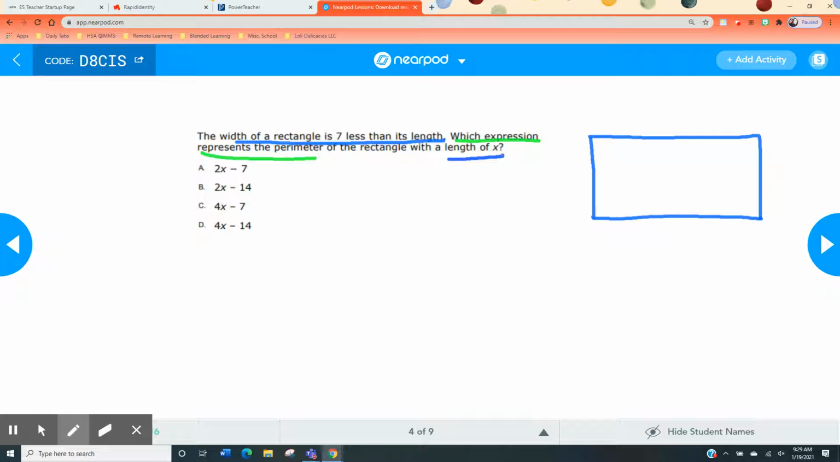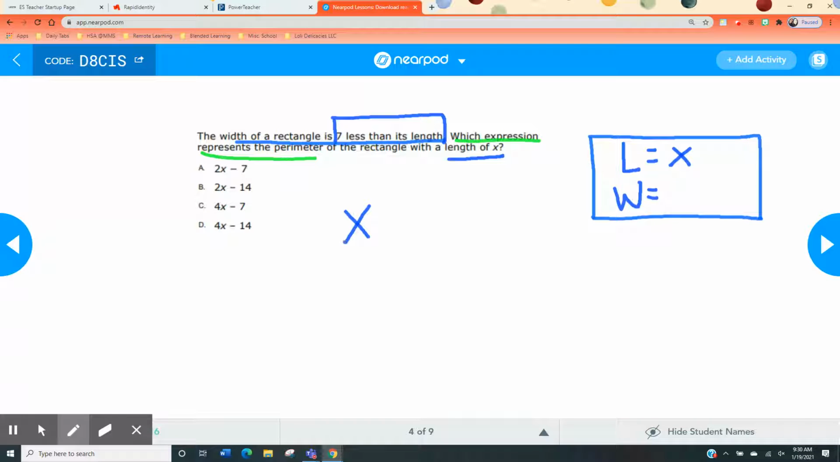So again, a couple things happening. The problem already tells us what our length and our width is. I'm going to start by writing them down either on the bottom or on the inside just to get an idea of what my length and my width is. So it says with a length of x. That means my length is just the variable x. My width is 7 less than its length. So 7 less than its length. Very important. I know that my length is x.